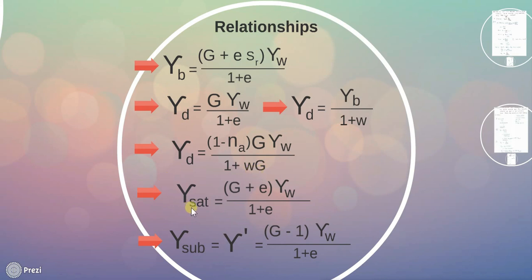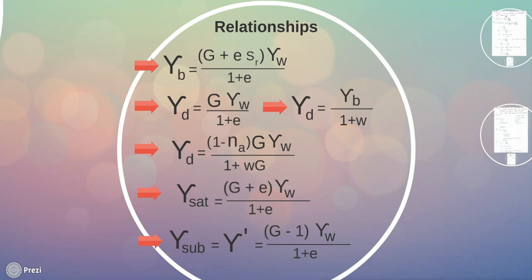Gamma saturated, saturated unit weight, is equal to (G plus E) into gamma W upon 1 plus E. Gamma submerged, is equal to gamma dash, is equal to (G minus 1) into gamma W upon 1 plus E. You can screenshot this or you can write down or note down these formulas as well.